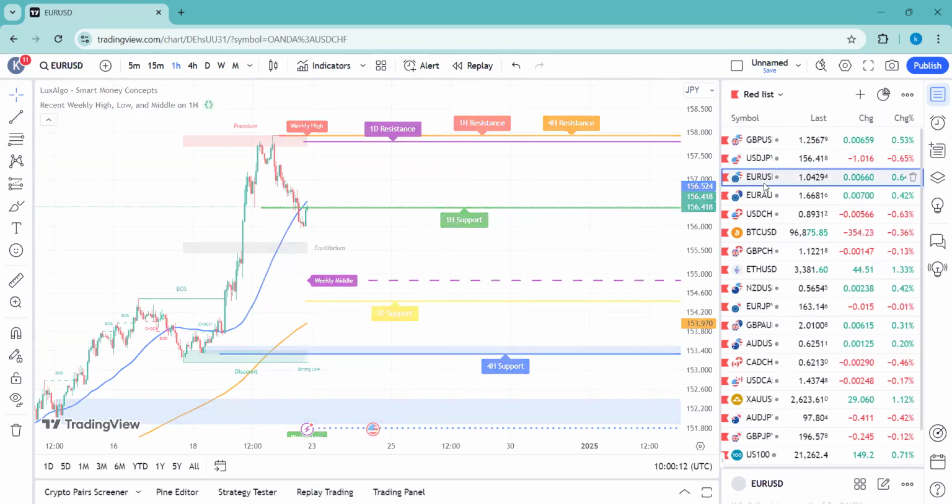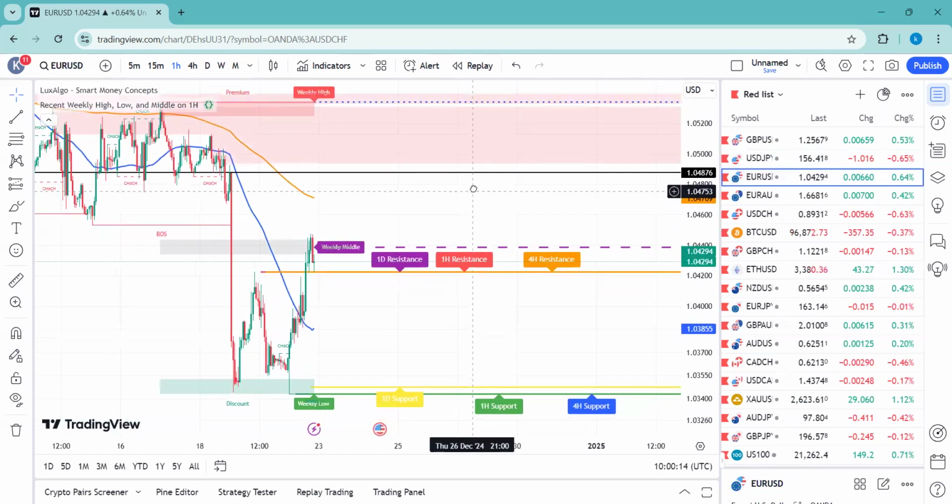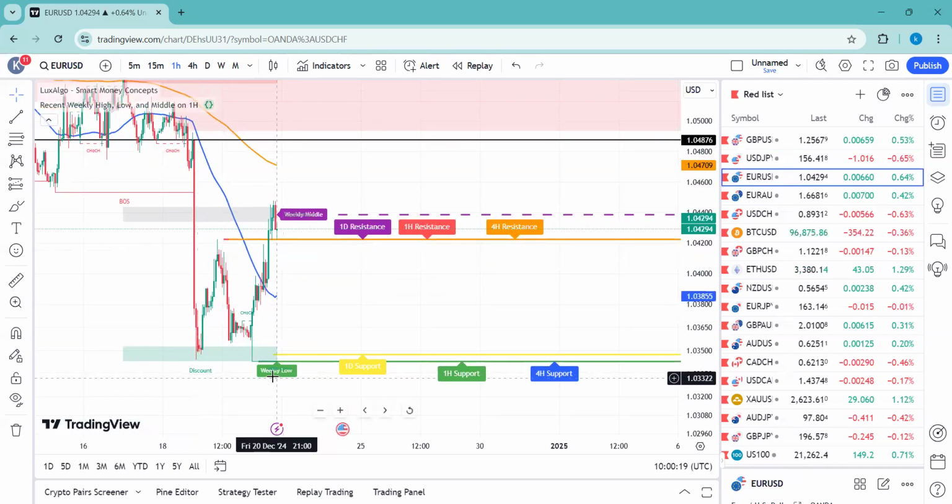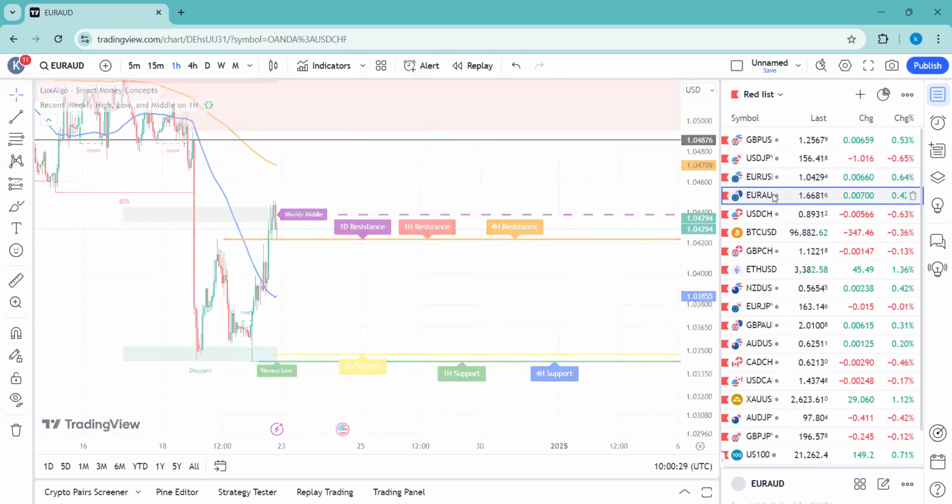Okay, so let's go over to the EUR/USD on the 1 hour time frame. You can see the EUR/USD created a discount with a weekly low. We have the 1 hour support and 4 hour support. You can see that price tested these levels and turned to resistance.